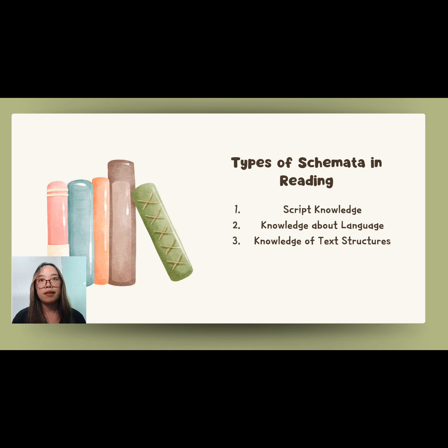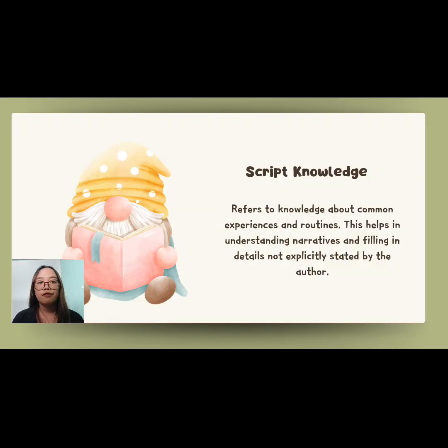We have three types of schemata in reading. One is script knowledge, two is knowledge about language, and the third is knowledge about text. First, script knowledge. Script knowledge refers to knowledge about common experiences and routines. This helps in understanding narratives and filling in details not explicitly stated by the author.